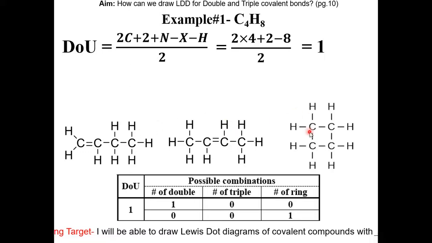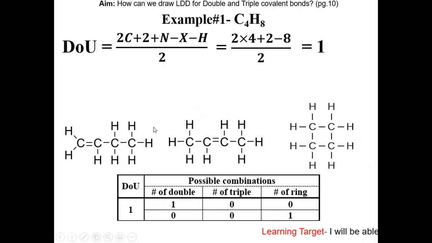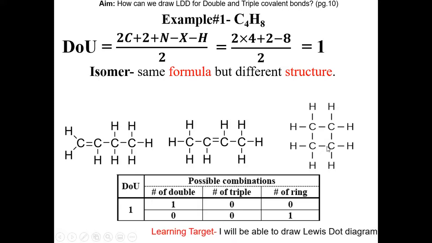Notice that each one is C4H8 and it follows the possible combination. There should be only one double bond or one ring. So which one is the correct Lewis dot diagram? All of them are considered correct. But are they the same substance? The answer is no. They are considered isomers of each other.